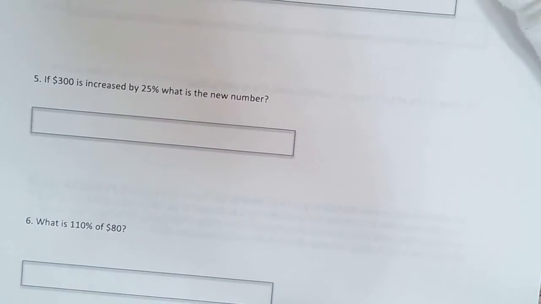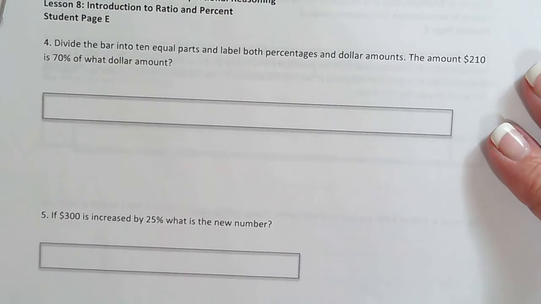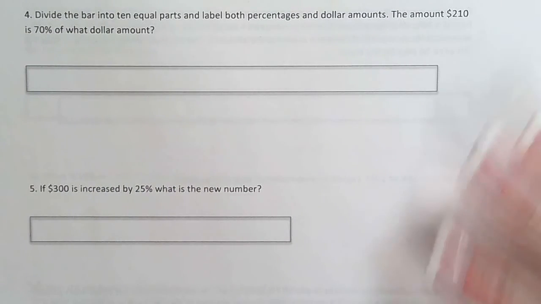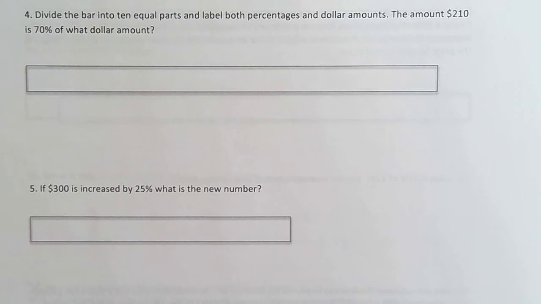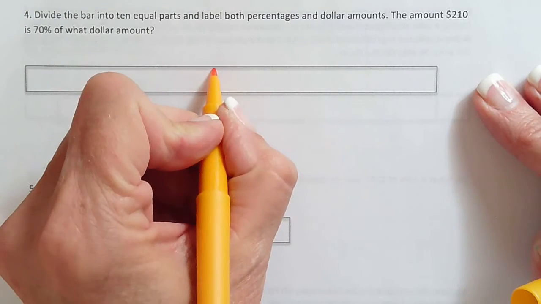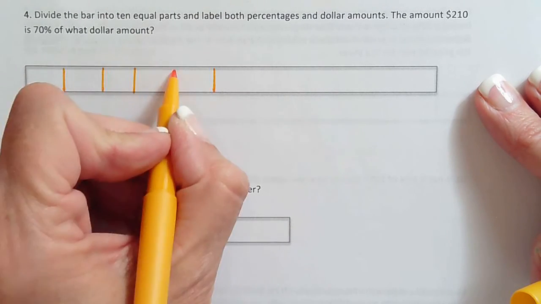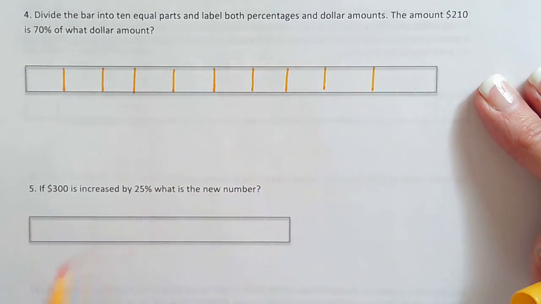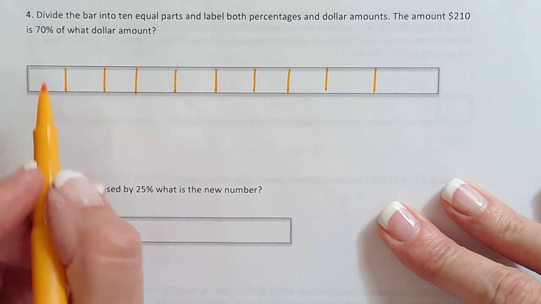Okay, so I think we have time to maybe do a couple here. And then we'll have to continue with the last video. Okay, 4 is telling us to divide it into 10 again. I'm kind of bored with green. I'm going to go to yellow. So 10. So cut it in half, and then 5 on each side. 2, 3, 4, 5. 1, 2, 3, 4, 5. And label both percentages and dollar amounts.